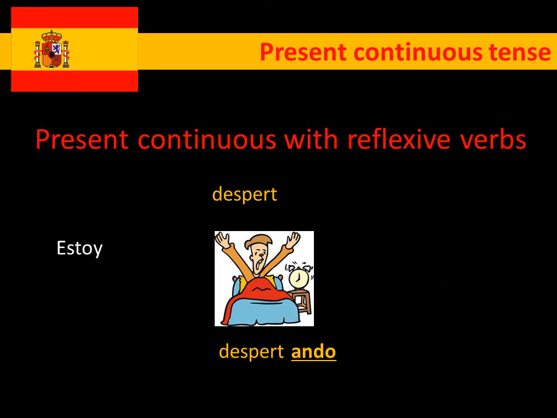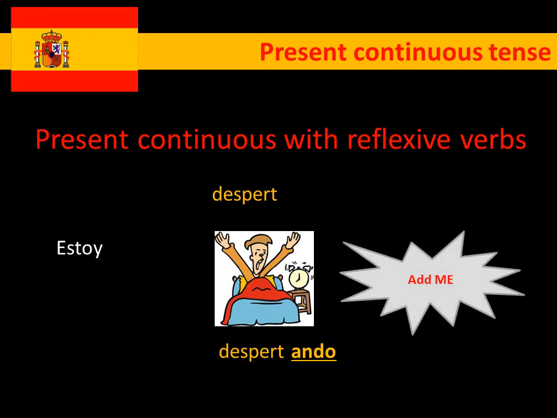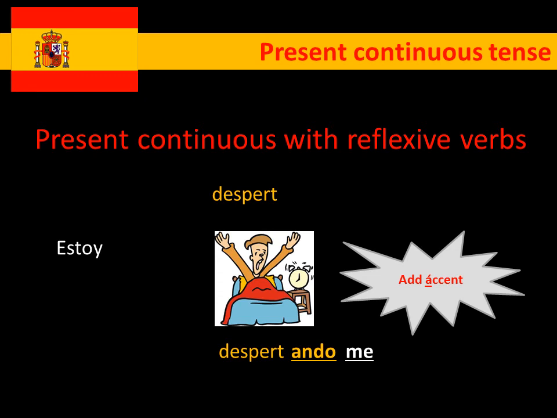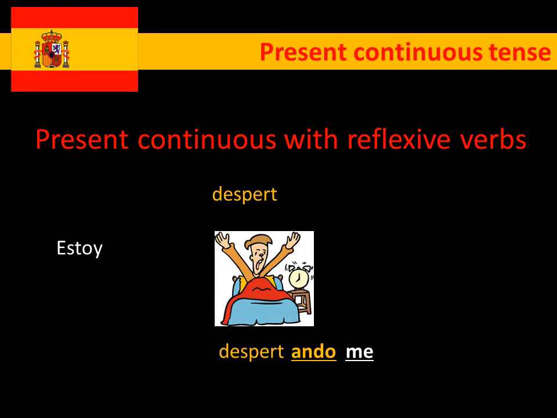despertando. Finally then, we add me, because I'm talking about me, I'm waking myself up, really. So estoy despertándome. And then just finally, just to make it right, we add the accent, just to make the verb sound correctly when we read it. So estoy despertándome.